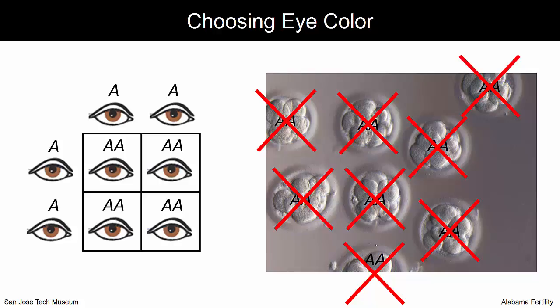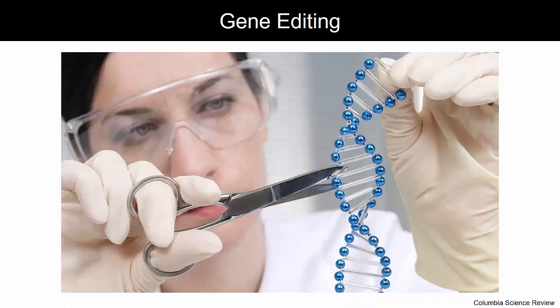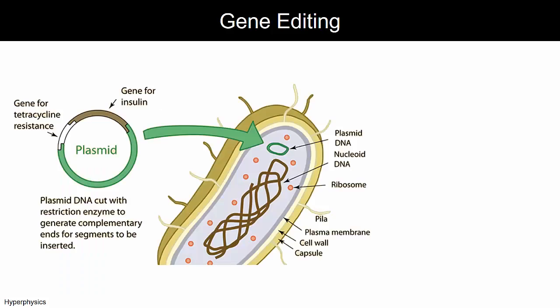But wouldn't it be better if we could make the mutations in a directed manner? Welcome to the world of gene editing. Genetic modification through selective breeding has existed since the dawn of agriculture. But the ability to edit a specific gene in a specific manner is a recent development, new to the age of molecular biology. We can take genes from one species and put them in another.